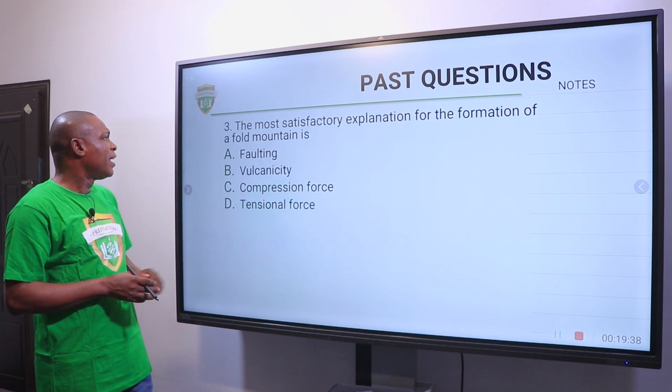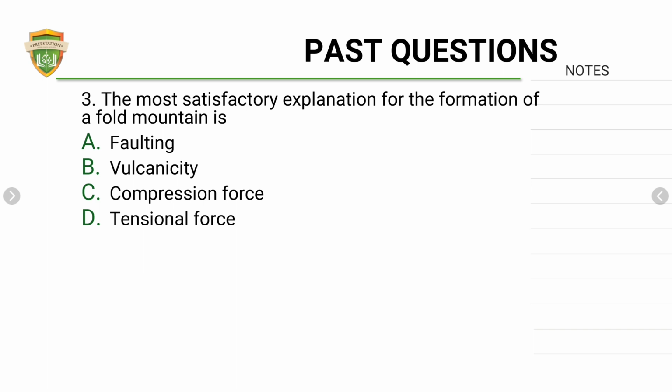Number three, the most satisfactory explanation for the formation of a fold mountain is: A, faulting; B, volcanicity; C, compressional force; D, tensional force. Fold mountain. So the right answer is compressional force.